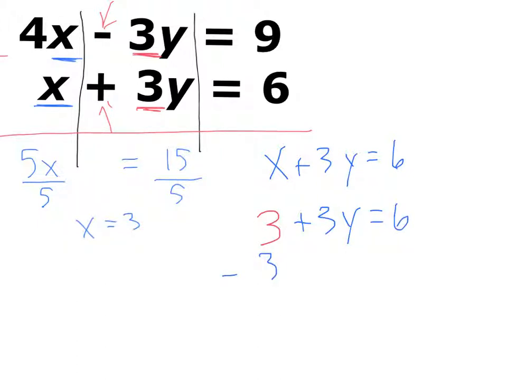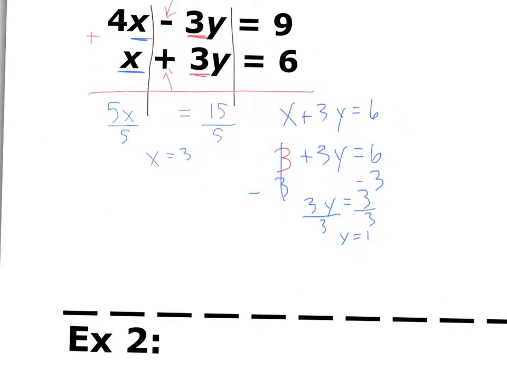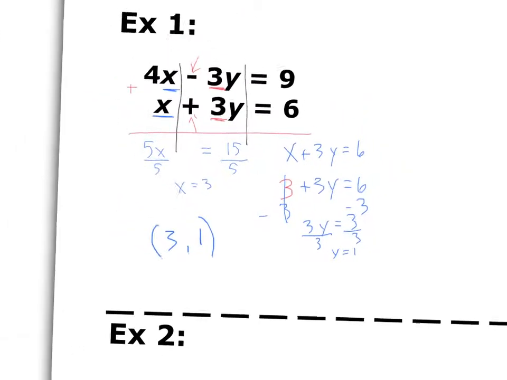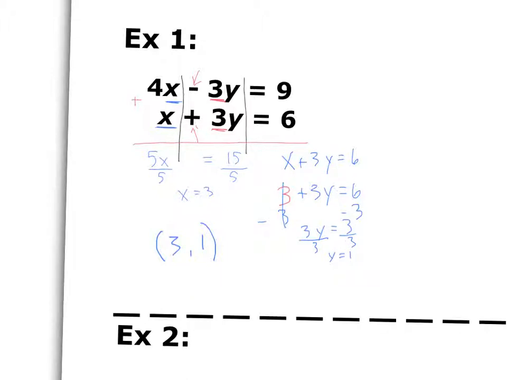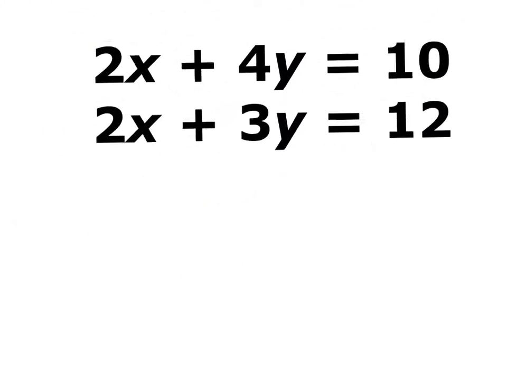So subtract 3 on both sides. The 3's cancel out, and you now have 3y equals 3. And if you divide each side by 3, your y equals 1. Okay, so we found both our x and our y. Our x was 3, and our y was 1. Okay, so those are the type of problems where you immediately can start adding. You don't have to do anything else. Okay, but then there were other types of problems where you might have to do a little multiplication.